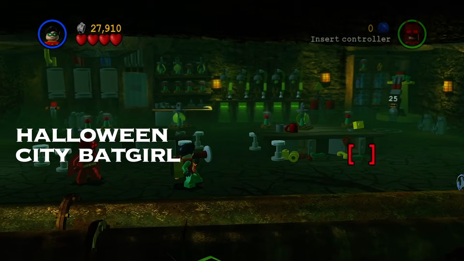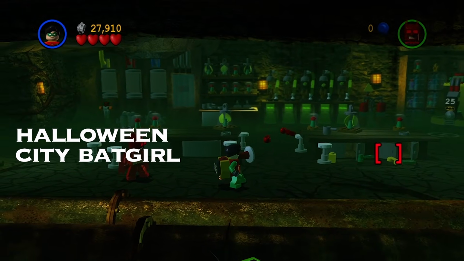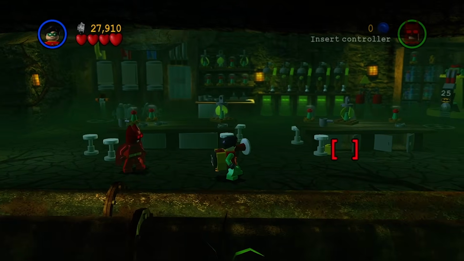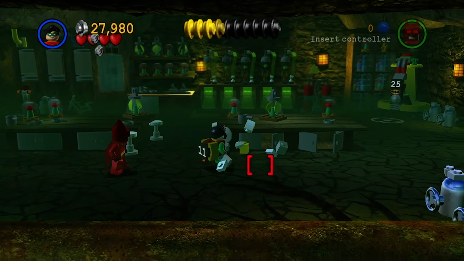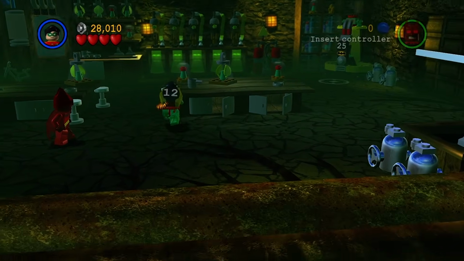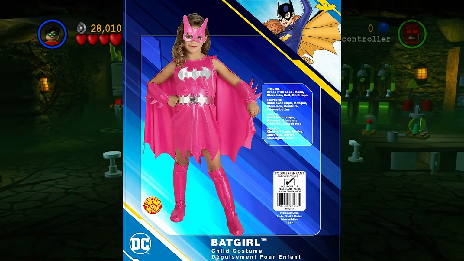Halloween City Batgirl. When it comes to girls' Halloween costumes, it seems like female superheroes like Batgirl always have the conventional accurate costume for that superhero, but then there's this really obnoxiously pink costume as well.